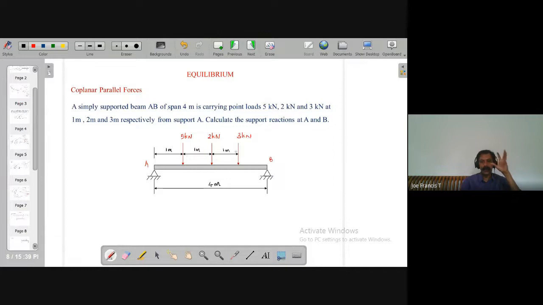A simply supported beam. You are asked to find the reactions at A and B. Okay. How will you do that?